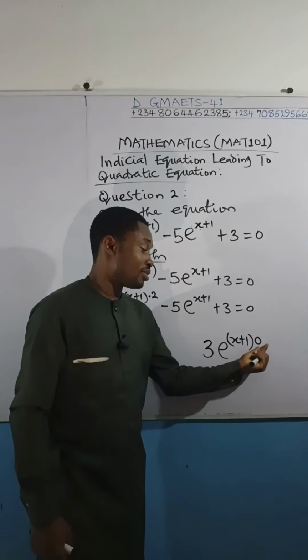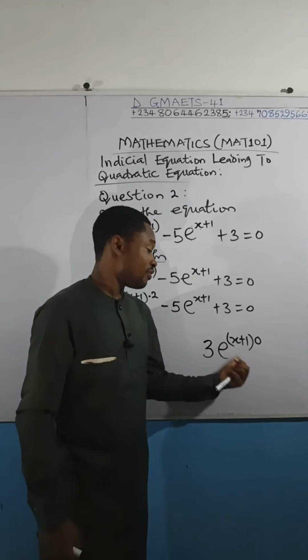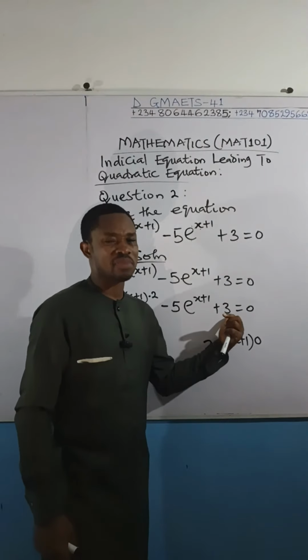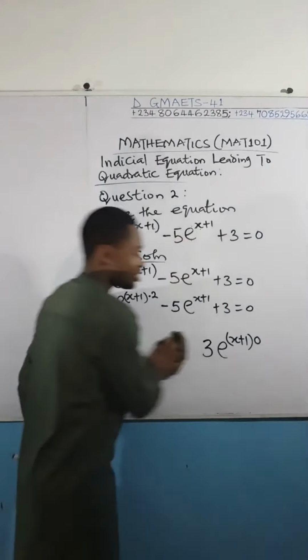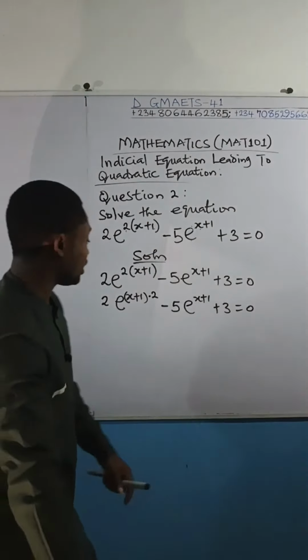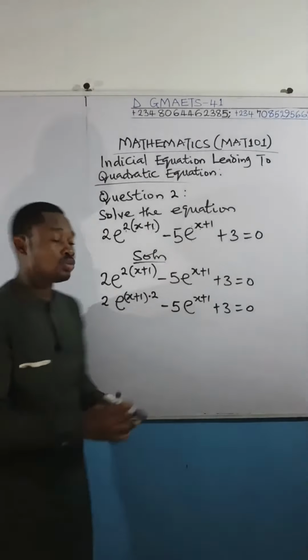Sorry, this bracket times 0 is 0. And then exponential 0 will give you 1. 1 times 3 still returns you back to this 3. So, you see, that's just the whole thing. Very simple concept. Nothing is difficult there. So from there, what do I do?